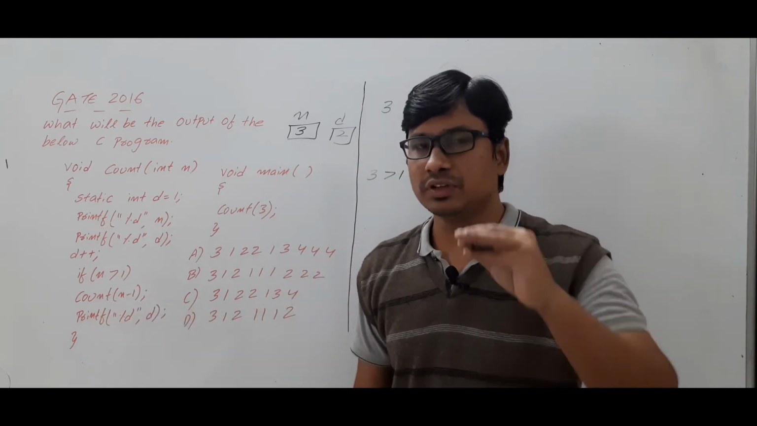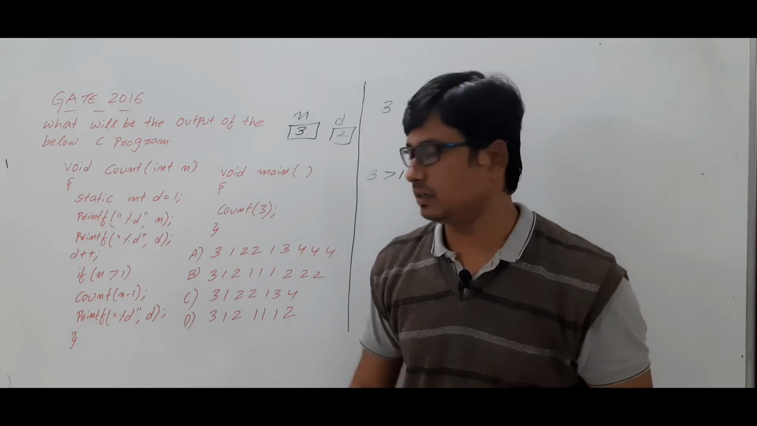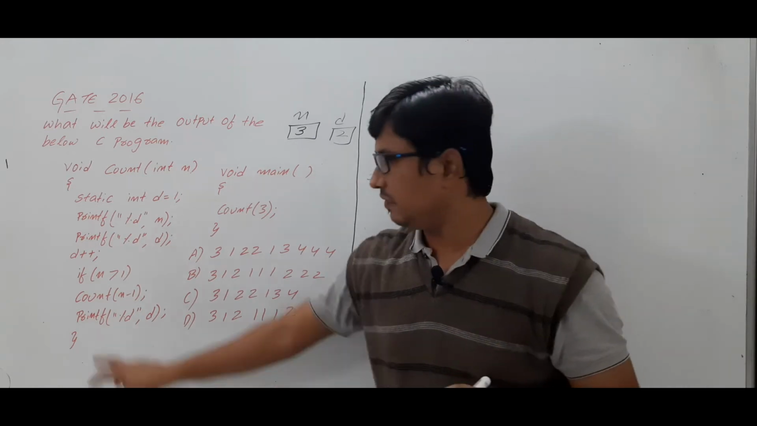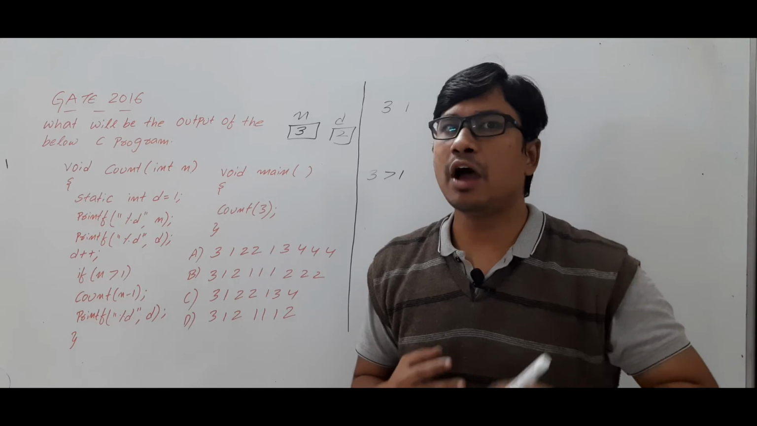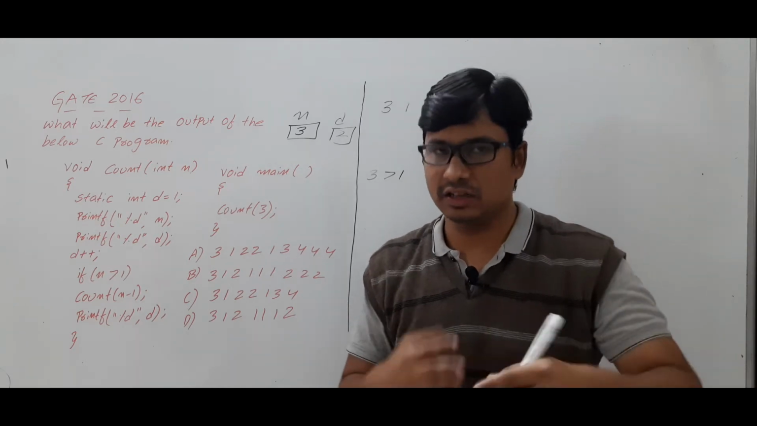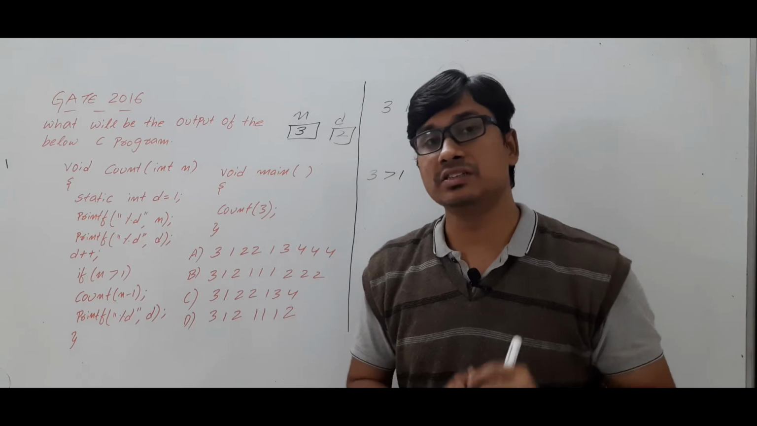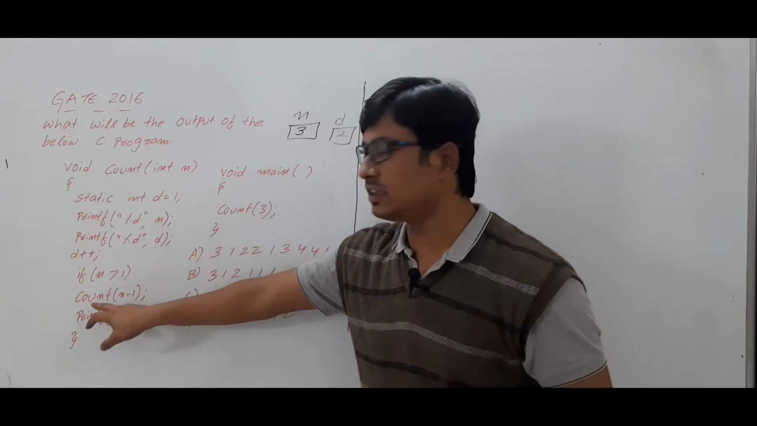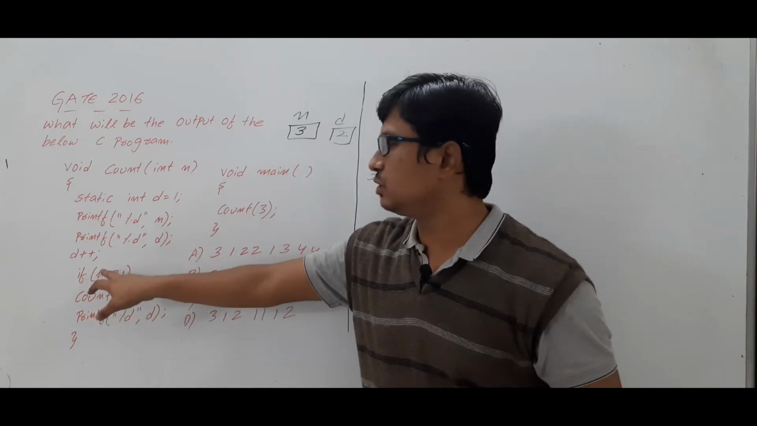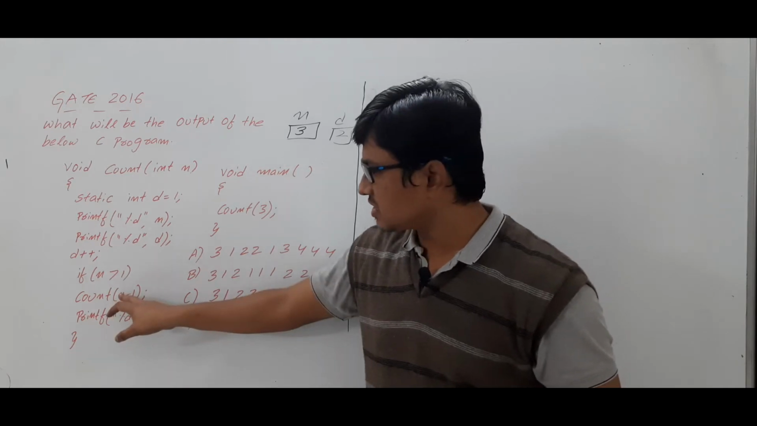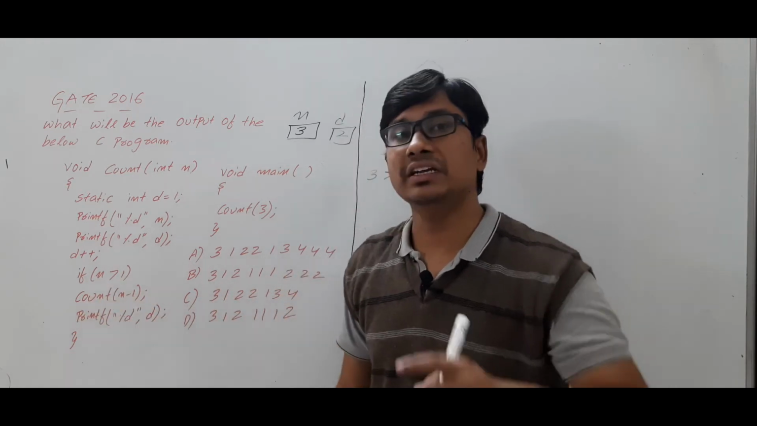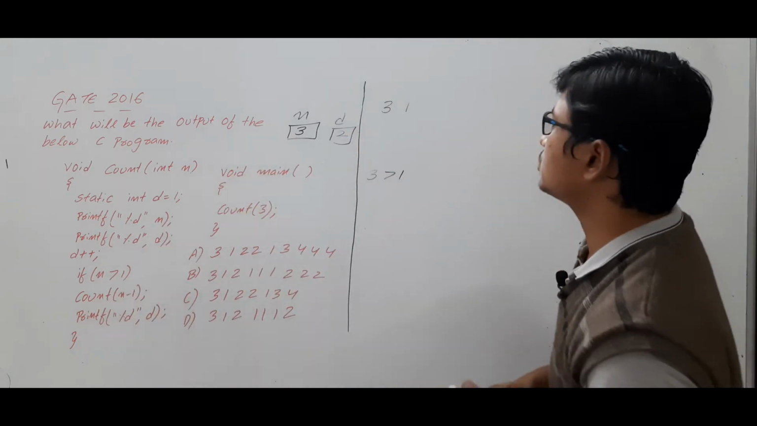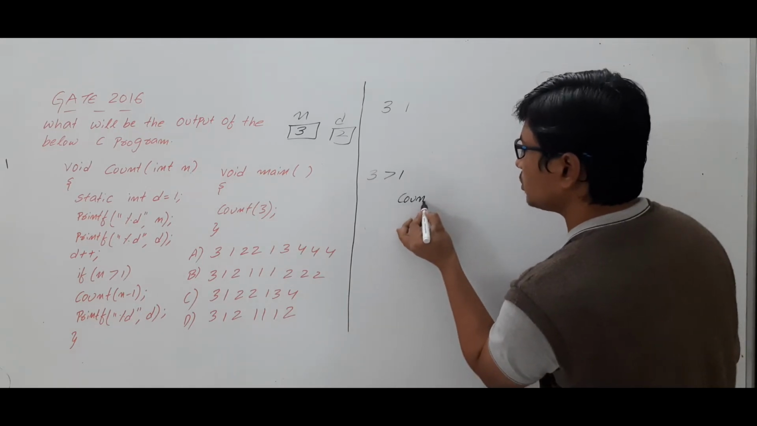But when I discussed the simple if else, I discussed one point. What is the point? If you want to execute only one statement within the if block, then the curly braces are optional. If you have more than one statement in the if block, then the curly braces are compulsory. So as there are no curly braces, the compiler will also think that only this statement needs to be executed if the condition is true. If this condition is true, what you need to do? count(n minus 1). What is the n value? 3. So 3 minus 1, so count(2). You are calling the function count with 2.